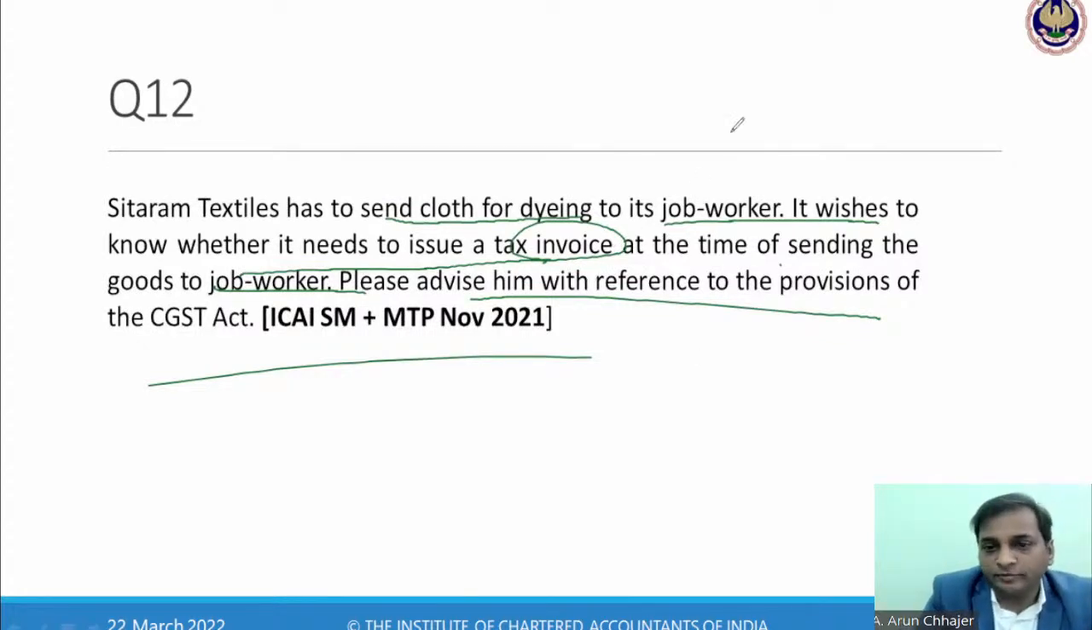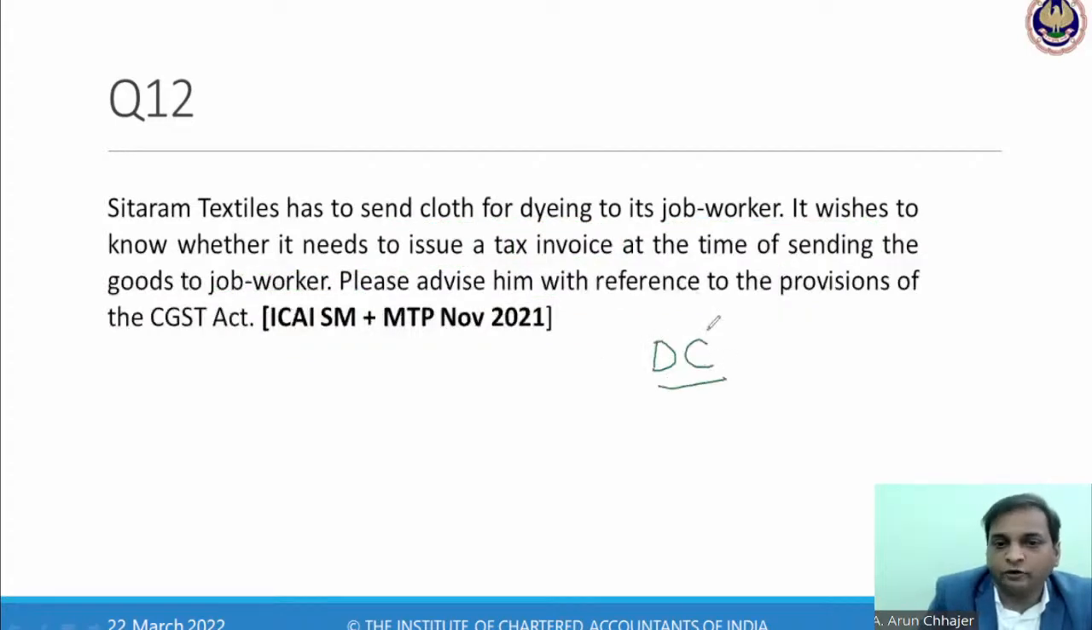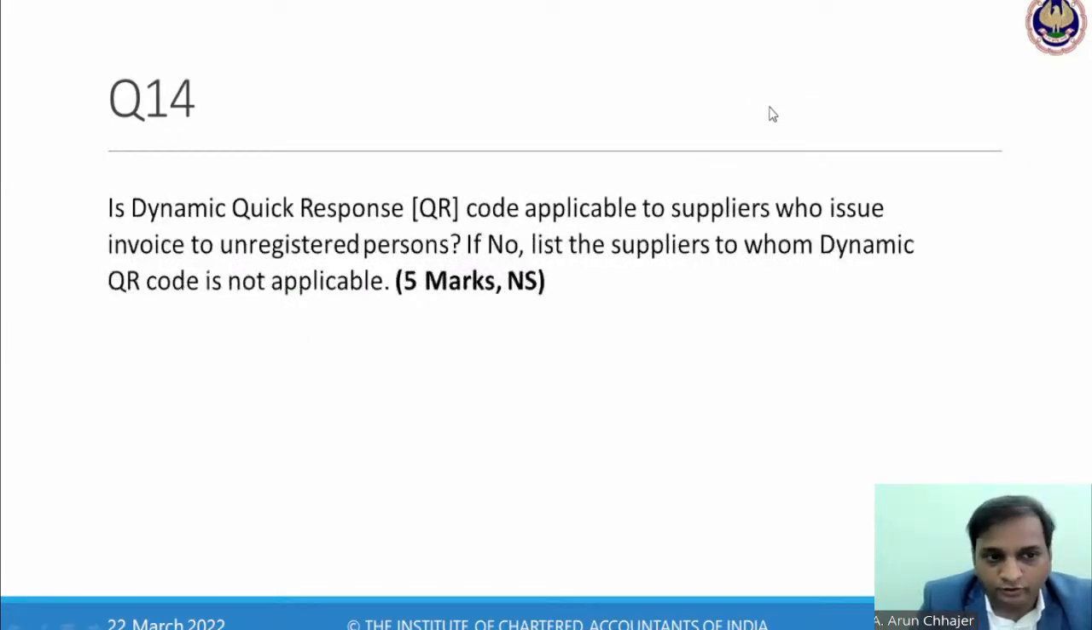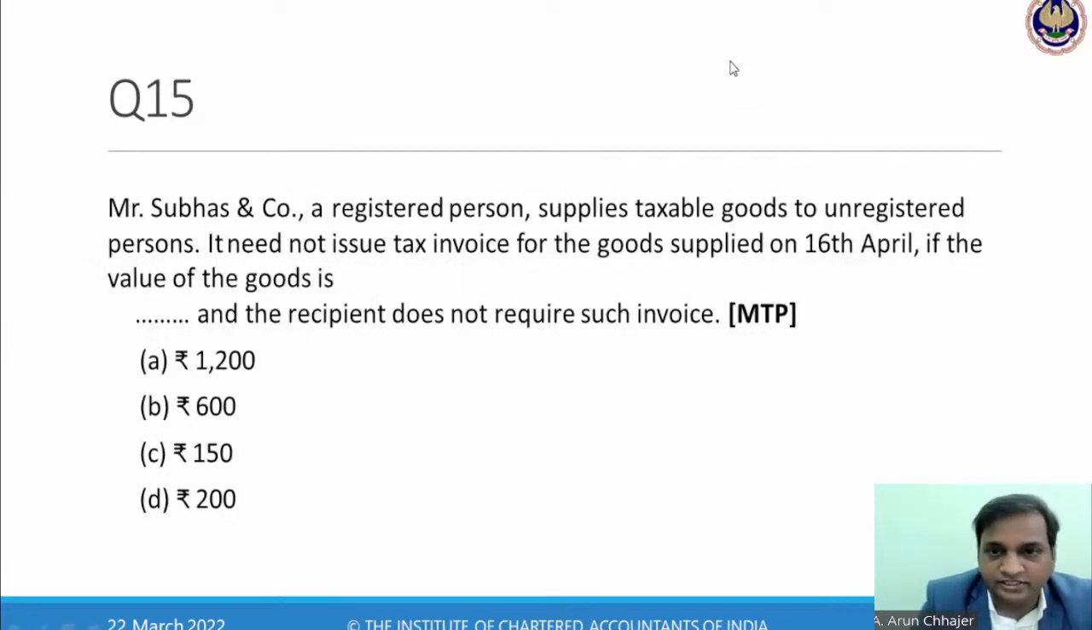Absolutely correct. The document would be the delivery challan, and there is no requirement to issue the tax invoice. You can give the reference to rule 55, and in 4 circumstances you can issue the delivery challan. QR code, this is also QR code. Just give me the answer.